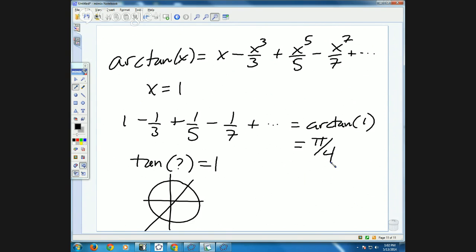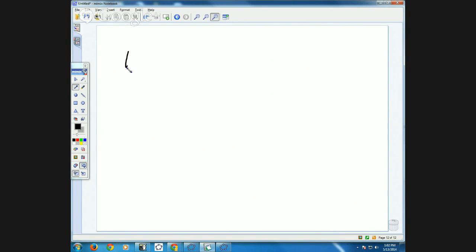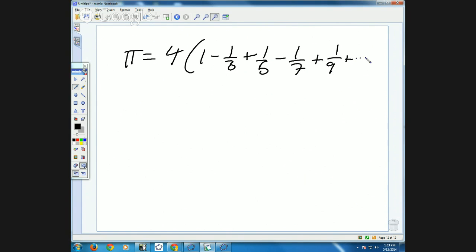One way you could find pi is taking 4 times 1 minus 1/3 plus 1/5 minus 1/7 plus 1/9. And if you want more decimal places, add more terms. That's one way to find pi. It's a slow way to find pi, but it works.